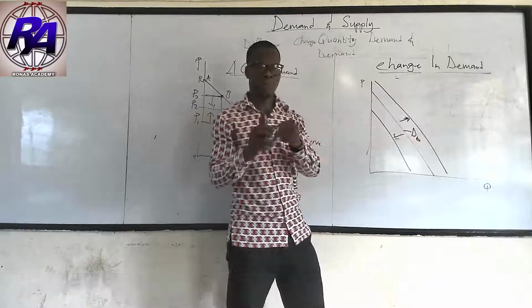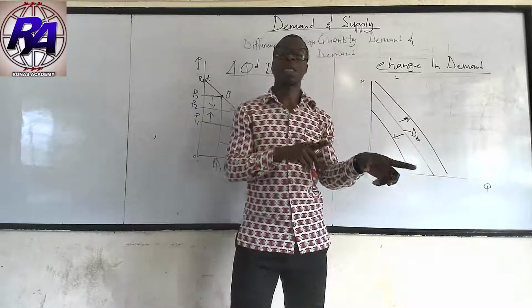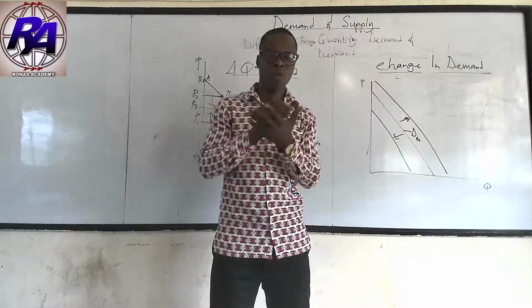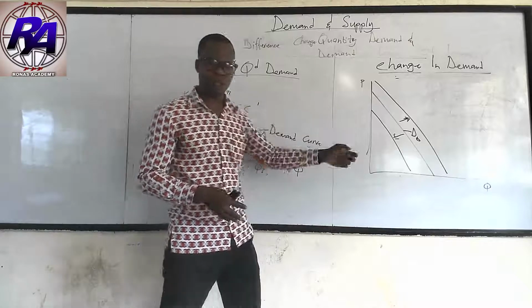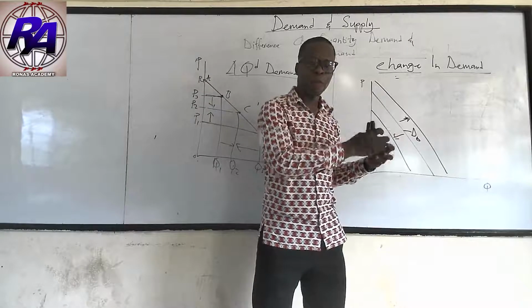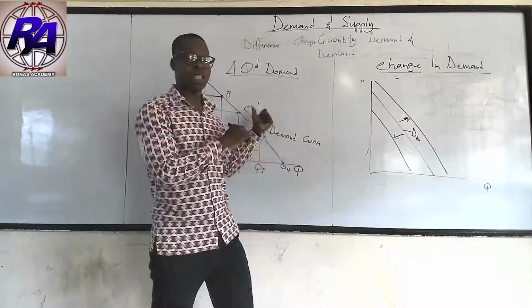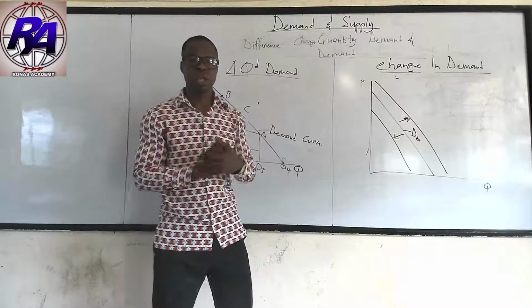So this contributes or attributes to what? The difference between change in quantity demand and what? Change in demand. So when we talk of change in quantity demand, we are looking at a movement along the demand curve. But when it comes to change in demand, then we are looking at what? A shift in the demand curve influenced by other factors apart from what? Price. But when it comes to change in quantity demand, we are looking at movement along the demand curve, which is due to what? To changes in what?